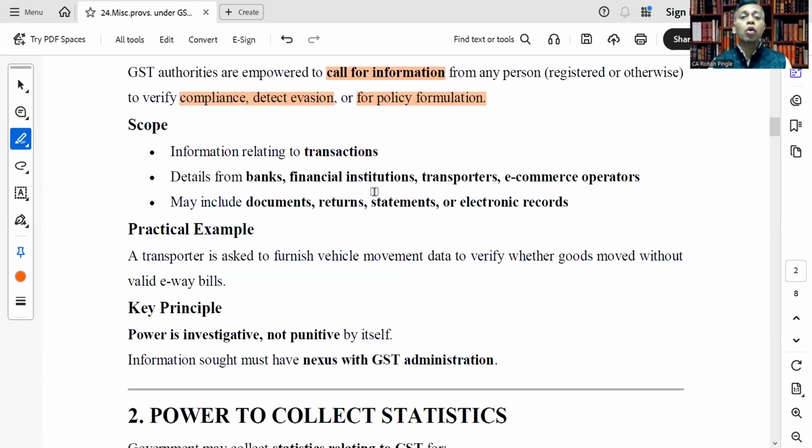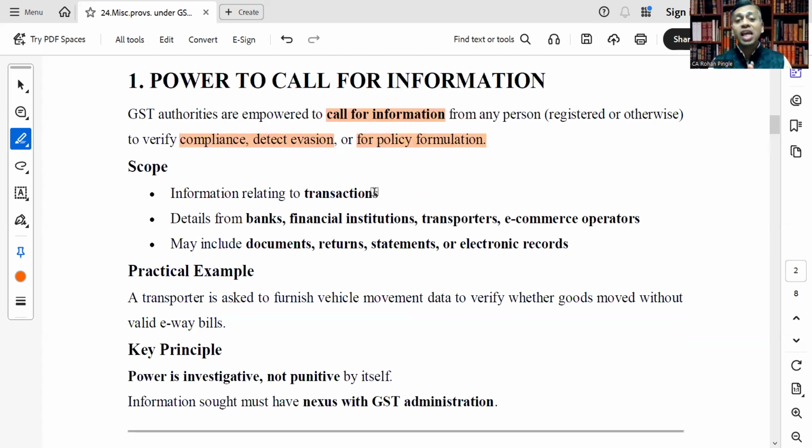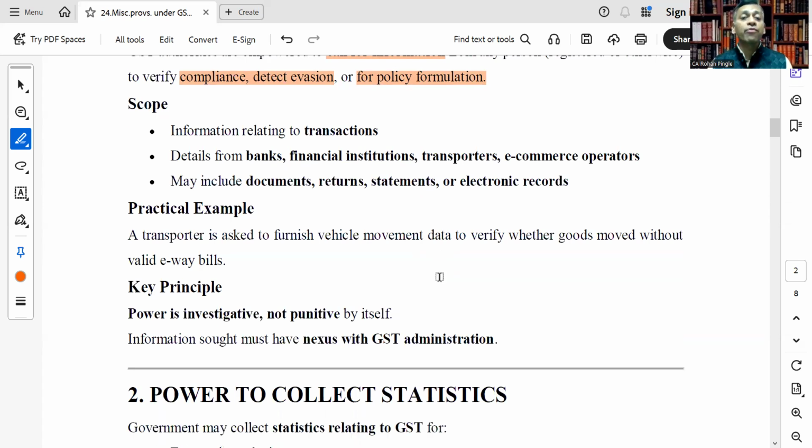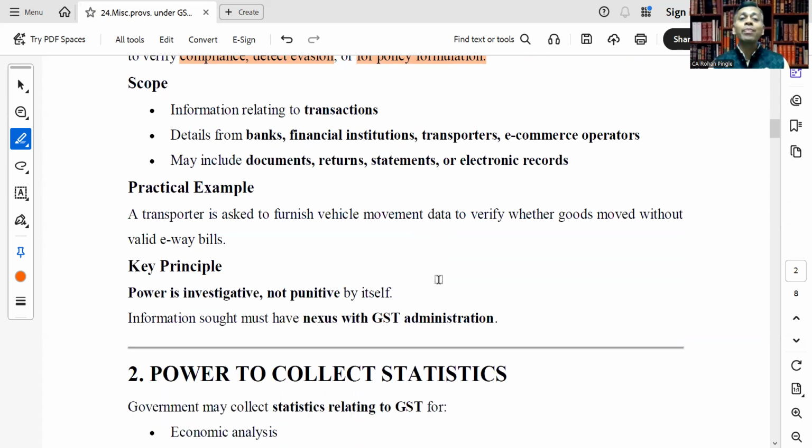So the scope is information relating to transactions. They can call for details from banks, financial institutions, transporters, e-commerce operators, which may include documents, returns, statements, or electronic records. Let's understand with a practical example. A transporter is asked to furnish vehicle movement data to verify whether goods moved without valid e-way bills or not.